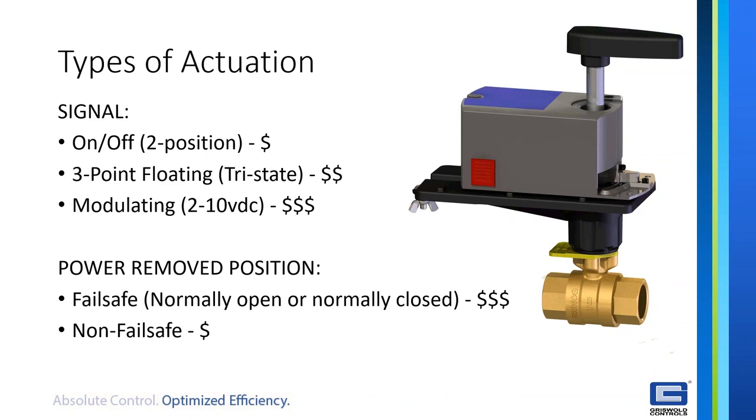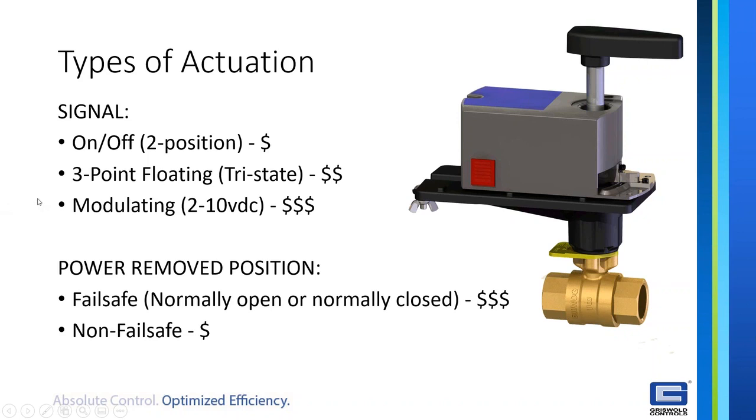With one actuator manufacturer, Siemens, which we sell, the actuators are fail-safe. If you want to switch it, you lift the actuator off of the valve and turn it upside down, and that's how it changes. These two areas, the signal and the power remove position, are the most common things you'll be asked for when quoting.